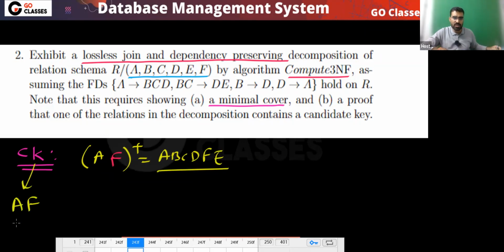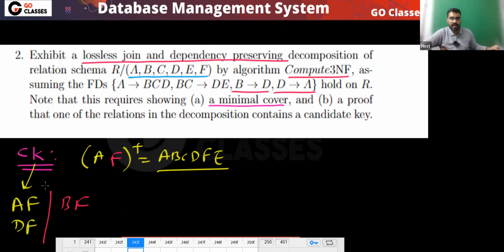And automatically DF will also be a candidate key, because D can determine A. And because B can determine D, BF also will be a candidate key. So AF, DF, BF, all of them are candidate keys. Is there any other candidate key? Do we have any other candidate key?